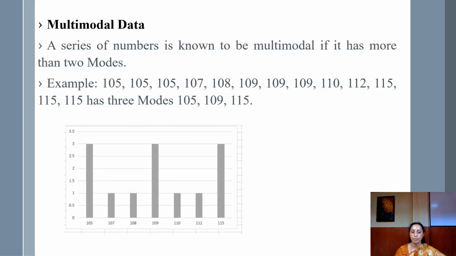In this example, we can see that in this data set 105 is appearing 3 times, and next 109 is also appearing 3 times. Similarly, 115 is also appearing 3 times. All are appearing 3 times. Therefore, this data set has 3 modes. One is 105, one is 109 and the other one is 115. Therefore, this comes under multimodal data.